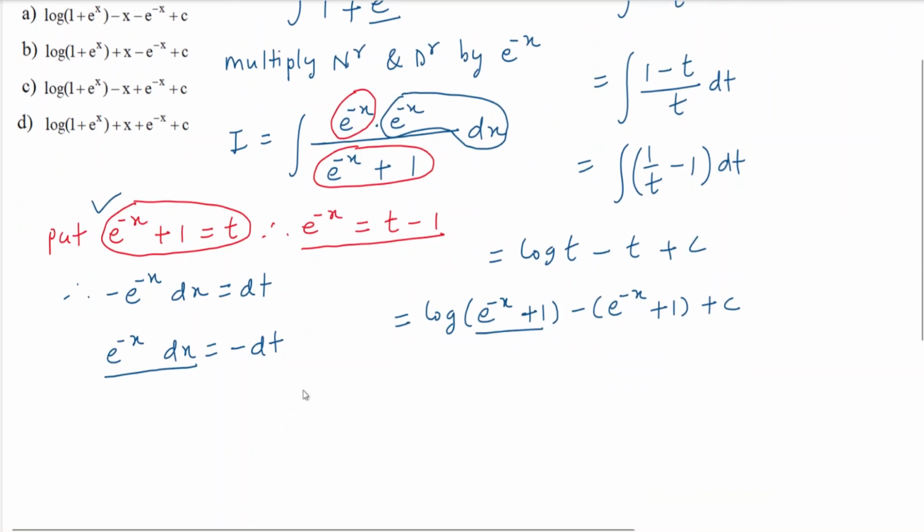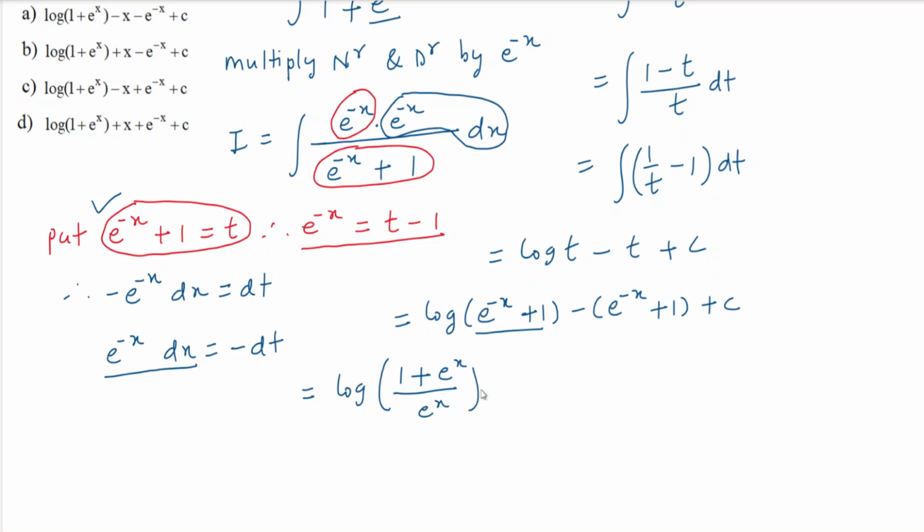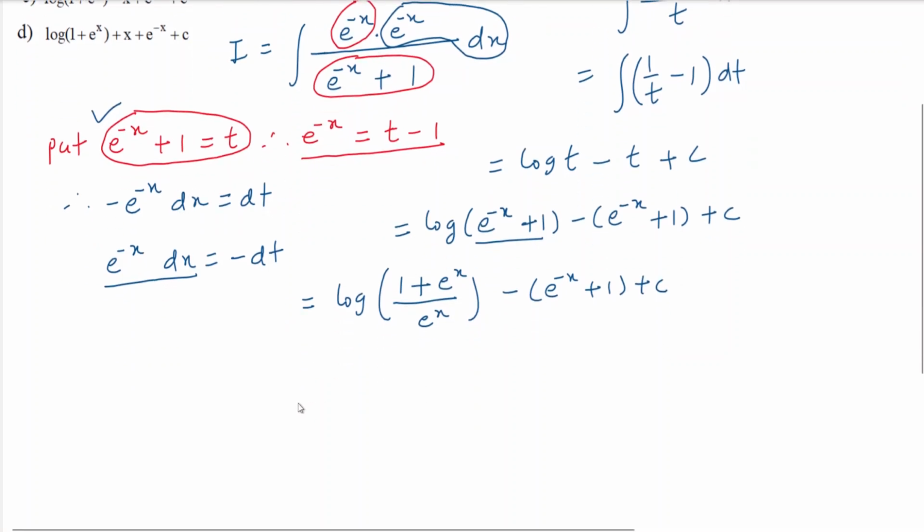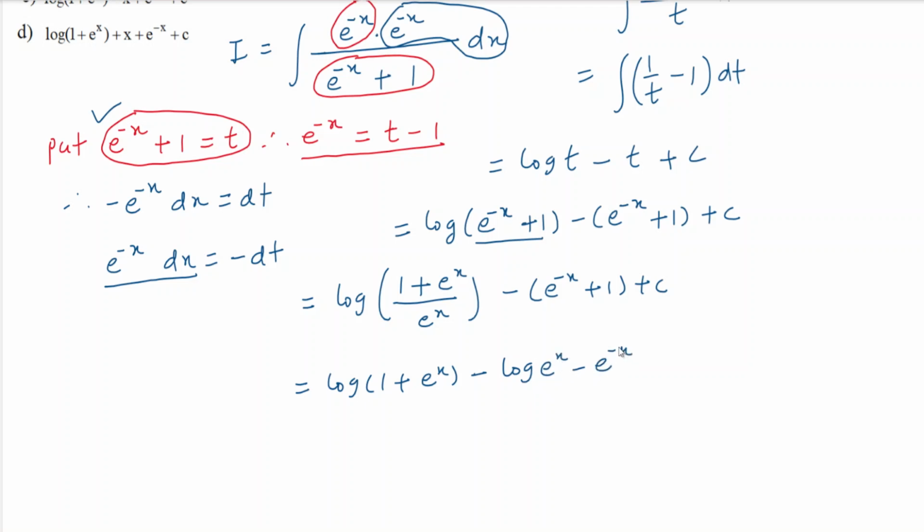The answer is simplified like this: log of e to the power minus x plus 1 is log of (1 plus e to the power x) upon e to the power x, minus (e to the power minus x plus 1) plus c. Right? Now, log of m by n is log m minus log n. So it is log of (1 plus e to the power x) minus log of e to the power x, minus e to the power minus x, multiplying by minus 1 to the bracket, minus 1 plus c.